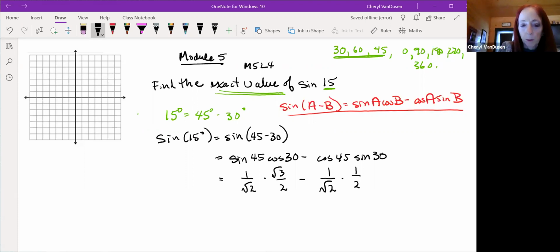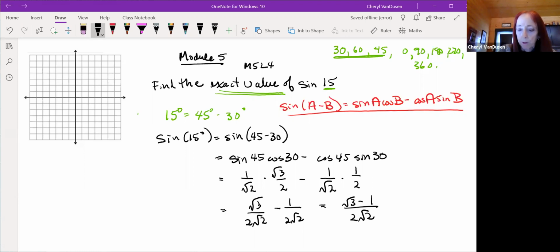Okay, then we just multiply the numerators. So we get root 3 over 2 root 2, take away 1 over 2 root 2. We can then finish because we've got a common denominator: root 3 take away 1 over 2 root 2.